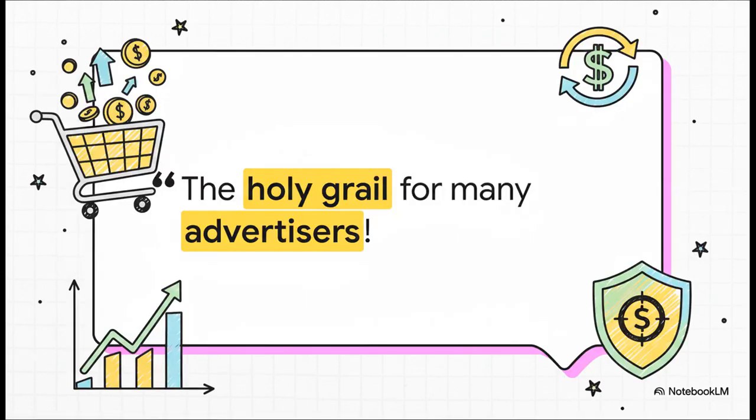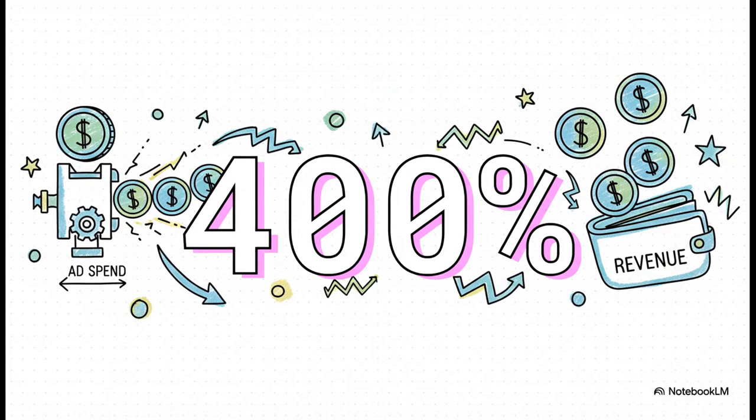But for so many businesses, especially anyone in e-commerce, there's one metric that is the absolute holy grail: return on ad spend, or ROAS. And this is just such a brilliant way to see how it works. A 400% ROAS means that for every single dollar you spent on advertising, you generated $4 back in revenue. It's the clearest possible line you can draw between your ad budget and the money coming in the door.